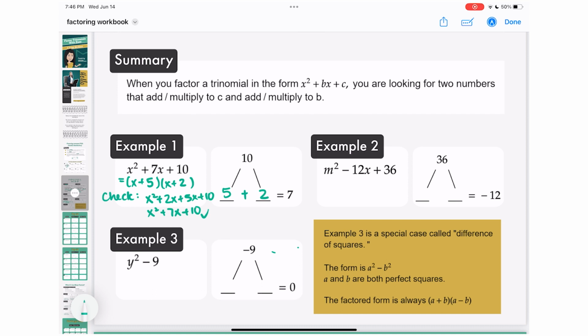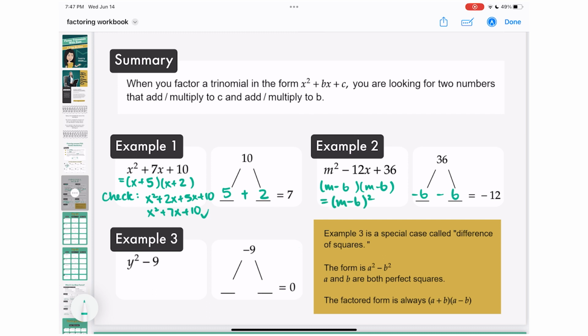In our second example, our c value is positive, but our b value is negative. In order to multiply to a positive number but add to a negative number, we need to have two brackets that are both negative. Negative 6 and negative 6 work. And since both our brackets are m minus 6, I'm going to combine that into m minus 6 all squared.